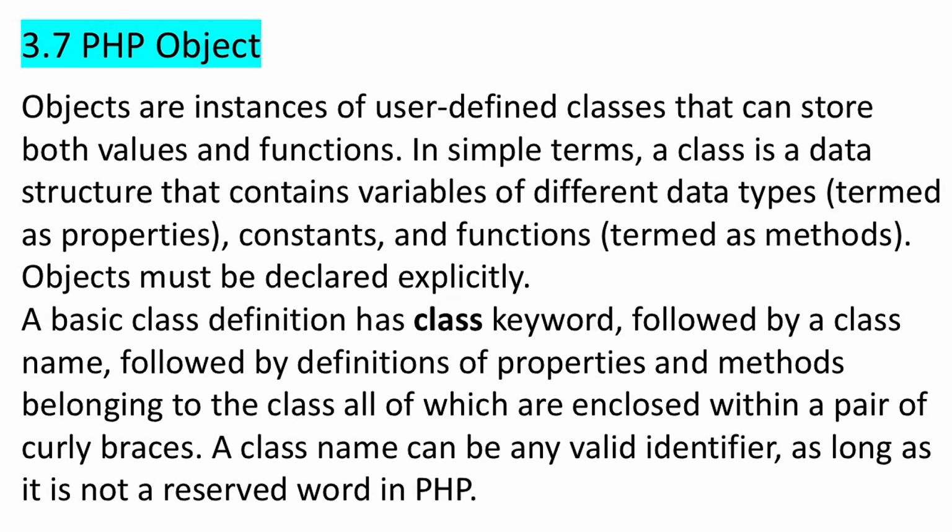In short, this section explains the foundation of object-oriented programming in PHP. It describes how classes act as templates and objects as their real instances, allowing developers to organize code efficiently by combining data and functionality into reusable structures.